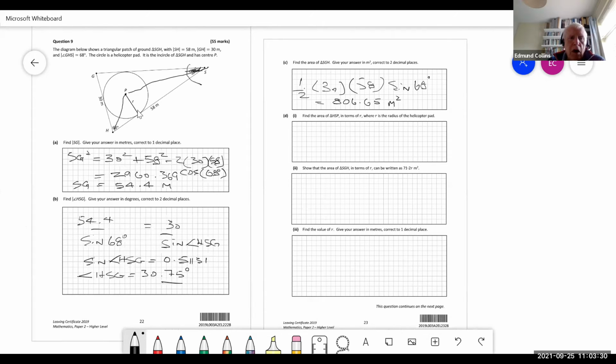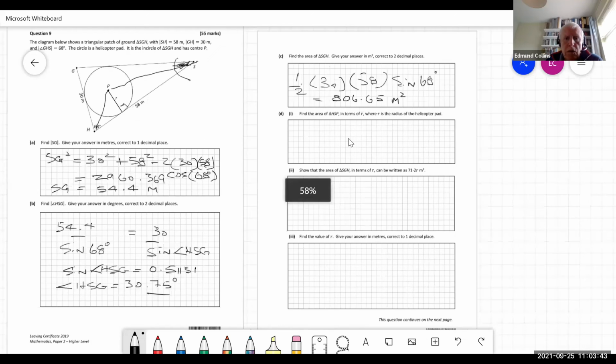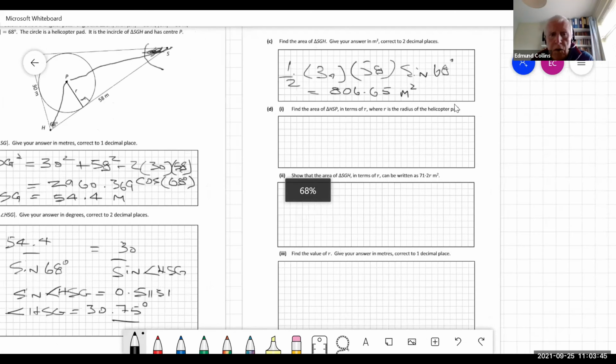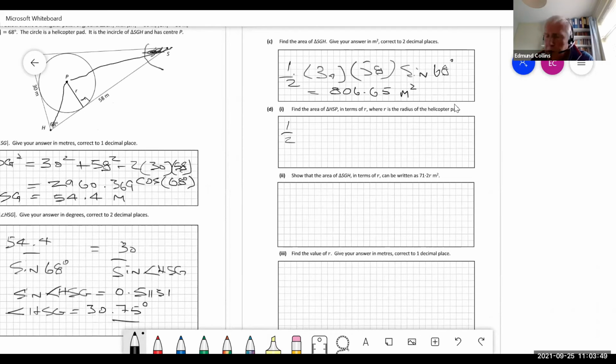We know the perpendicular height. This is perpendicular here as R, 90 degrees here. So half the base, half of 58, multiplied by the perpendicular height, which is R. So it's straightforward enough. So the area is half of 58 by R, which is 29 R.